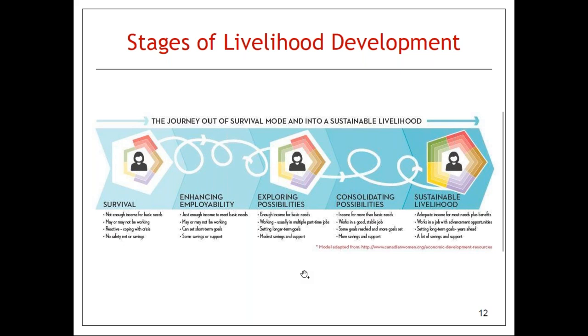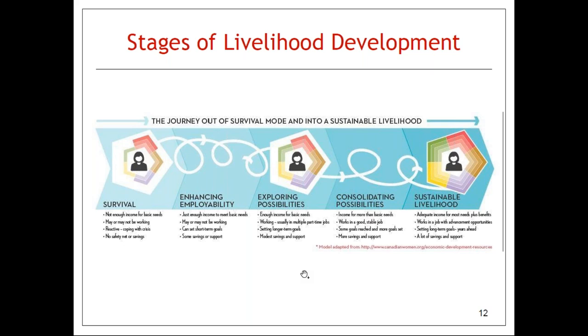If you move along to the second stage, called enhancing employability, there's still quite a bit of vulnerability, but women do have enough to meet their basic needs. And again, this can be categorized as having a support system, still vulnerable, being able to maintain some savings, but maybe not 100% being able to weather all of those shocks and setbacks that might impact her life.